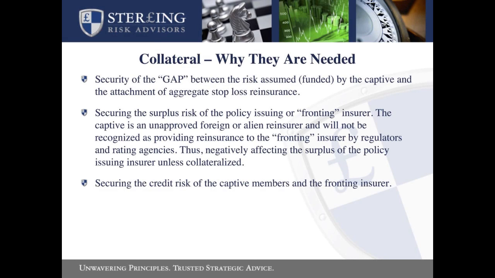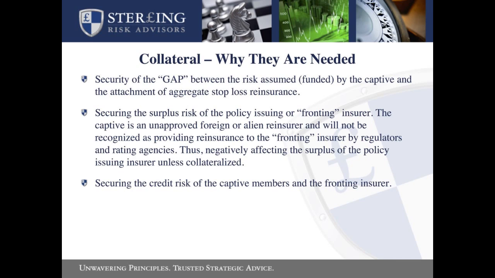Again, why is collateral needed here? We're securing the gap between the risk assumed and funded by the captive and the attachment of the stop-loss reinsurance. The fronting company who's issuing the paper wants to make sure that the captive can actually reimburse them for the losses that they're going to pay, because they can't take credit for the reinsurance. Reinsurers that are very large, like Gen Re, Munich Re, people deal business with them. The captive reinsurers don't have a financial rating, and so the insurance company may not be able to take credit.